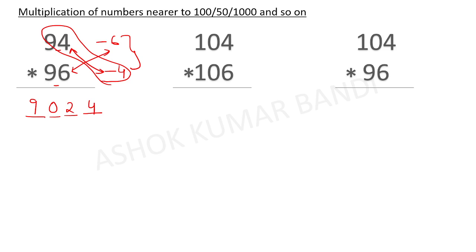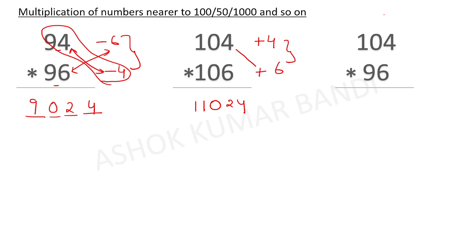Let us take one more example. In this case, we are going to multiply 104 and 106. 104 is 4 more than 100 and 106 is 6 more than 100. Now the second step is to take the cross difference, that is 104 plus 6 or 106 plus 4. You are going to get 110. Next, multiply the extra parts, like 4 into 6. 4 sixes are 24. Just place it here. That is going to be your final answer.